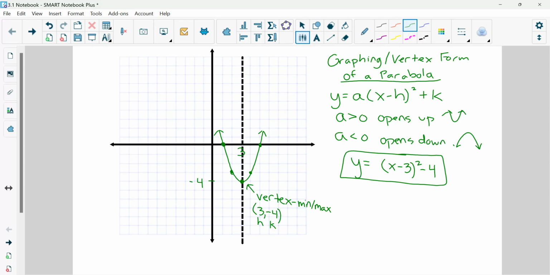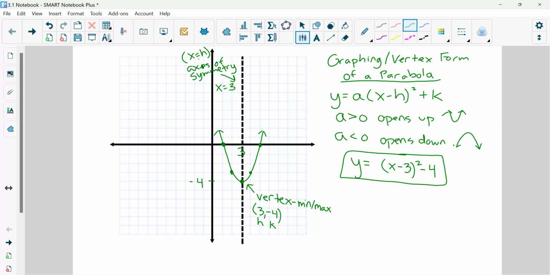This dotted line that's right in the middle here, this is our line of symmetry or axis of symmetry. And that is a vertical line, so it's always going to be x equals. So in this particular case, the equation is x equals 3. As we generalize it to all parabolas, it's going to be x equals whatever your h value is. So you can write x equals h up here. Our h was 3 here, so x equals 3 is our axis of symmetry.